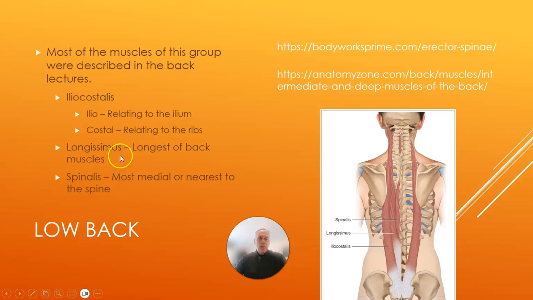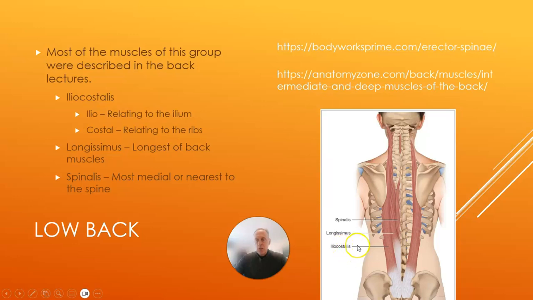When we look at longissimus, it's the longest of the back muscles, running all the way up the back to the base of the skull. And you can just go longissimus, longest of the back, L if you want. And then the spinalis, they're most medial, or nearest to the spine. So probably the easiest way to remember this is that spinalis ends up being closest to the spine. They're the shorter of the three.